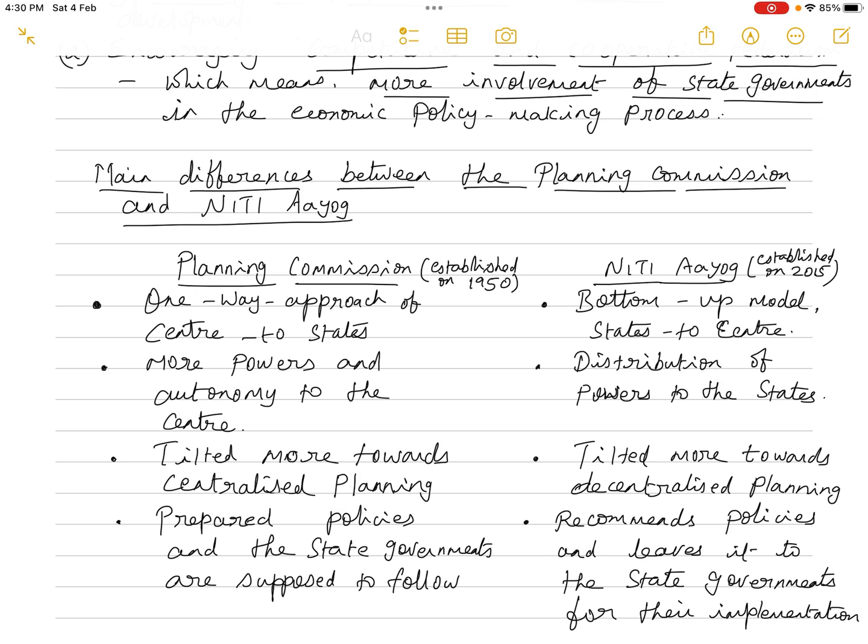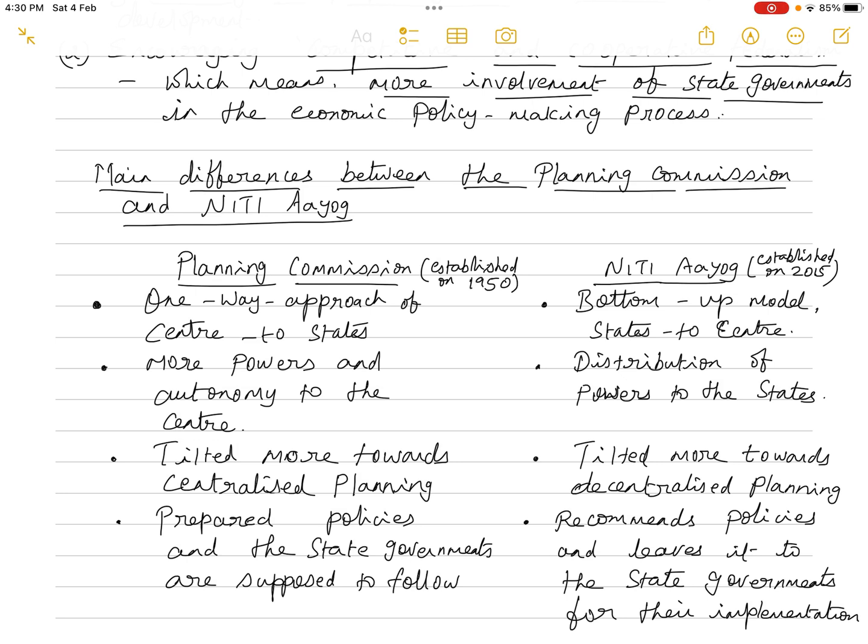Okay. And the fourth one, planning commission. As far as the planning commission is concerned, it prepared policies and the state governments were supposed to follow. That's why it is a one-way approach. According to the national priorities, the planning commission used to make the plans, and those had to be followed by all the states irrespective of their needs.